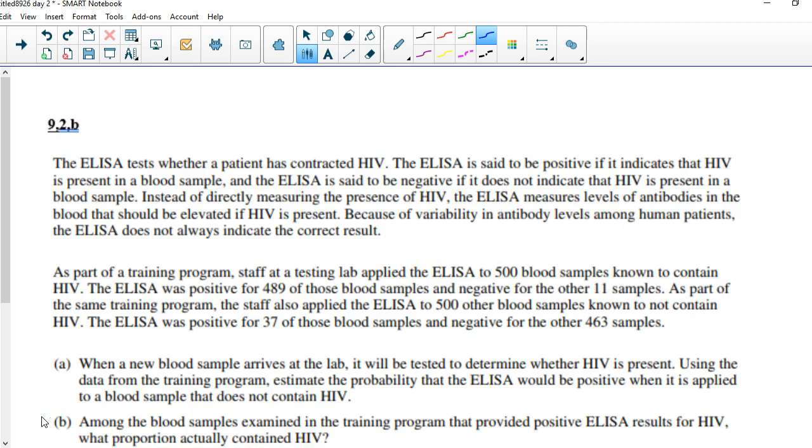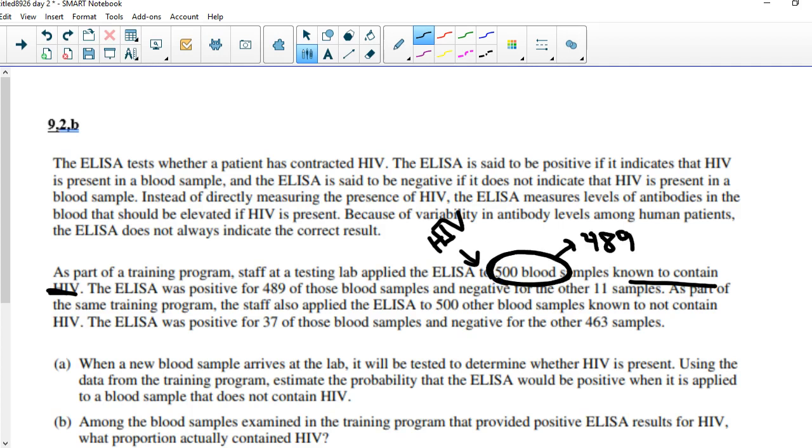As part of the training, staff in a testing lab applied ELISA to 500 blood samples known to contain HIV. So this is our first hat. In that hat, if I would draw names out of it, 489 names. Now remember, these people have HIV. And that's what it says here. It's known to contain HIV. So these 500 people, they all have HIV.